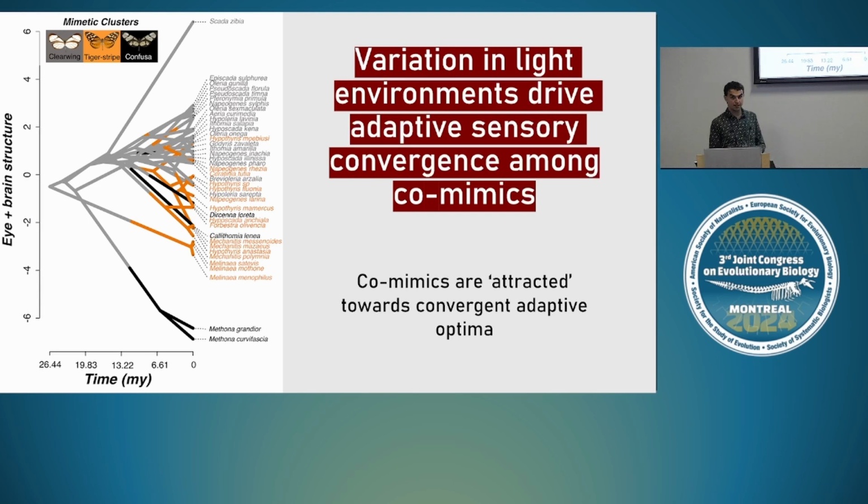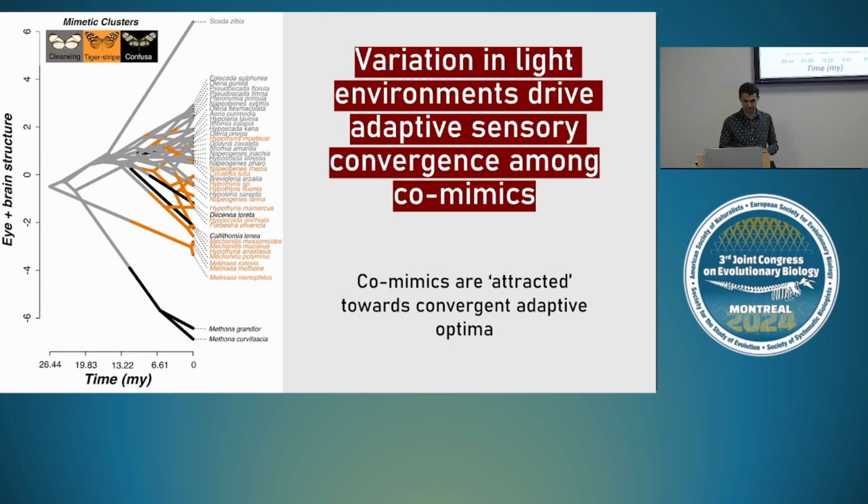So on the left here is what's called a phenogram. It's essentially a phylogeny of all the species within our community, but they're ordered by this trait, which is essentially a summary of all the visual and brain traits that we measured and that were relevant, and places where the lines cross is evidence of convergence. So hopefully you can see that those mimetic clusters that I was talking about earlier are all grouped together.